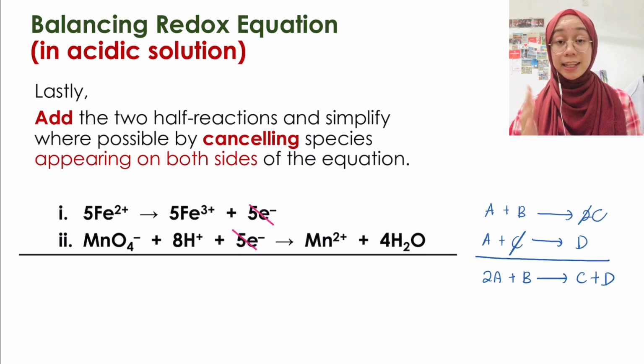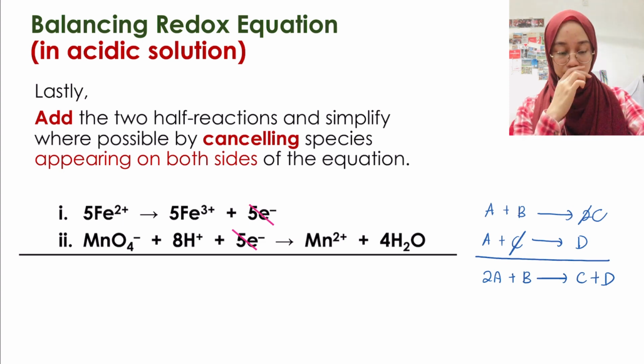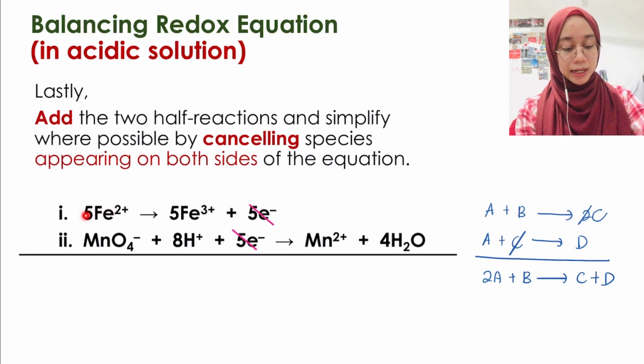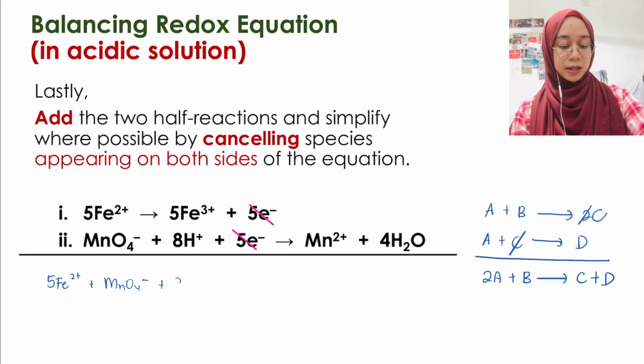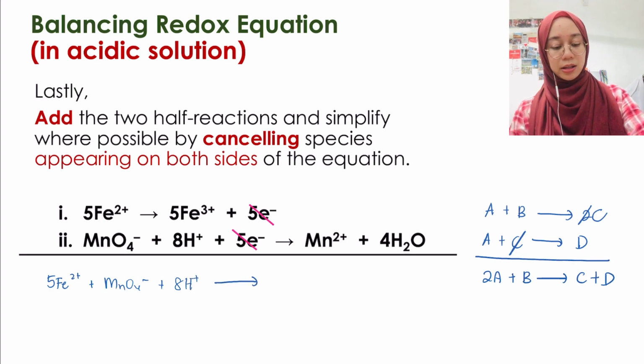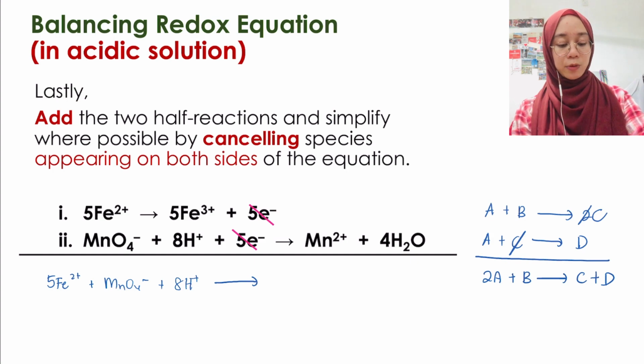Okay, so yang lain tak ada kan, yang lain tak ada yang sama, so kita just salin balik. So Miss akan salin balik yang atas ni dahulu. So 5Fe2+, okay, and then tambah dengan yang bawah ni MnO4-, and then tambah dengan 8H+, okay, and then kita pergi balik kepada bahagian produk pula.